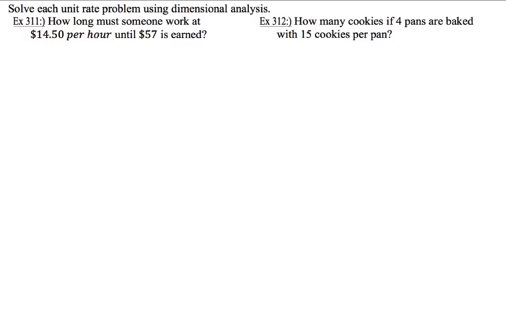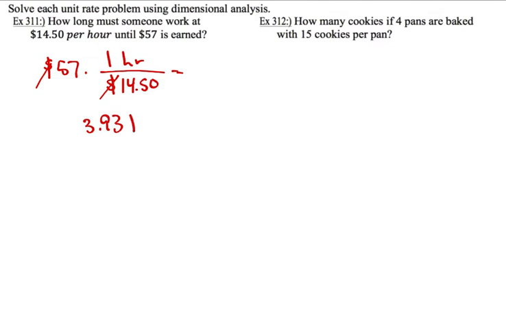Solve each unit rate problem using dimensional analysis. How long must someone work at $14.50 per hour until $57 is earned? We're going to start with $57, and I need the dollars to reduce, so I'm going to put $14.50 on bottom and 1 hour on top. This reduces the dollars, so I get 57 divided by $14.50 ultimately, and that gives me 3.93 hours. There was some rounding that went into place there.